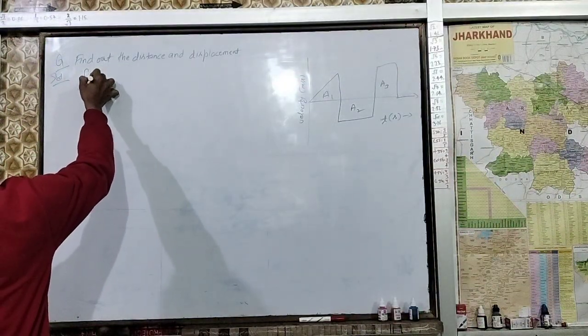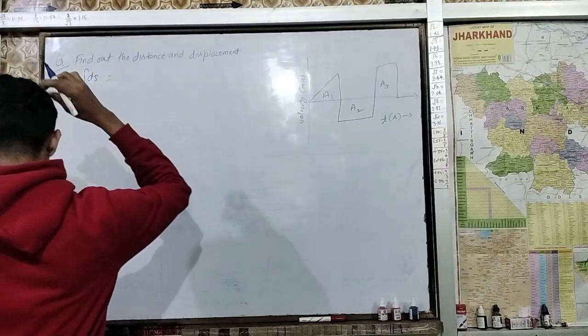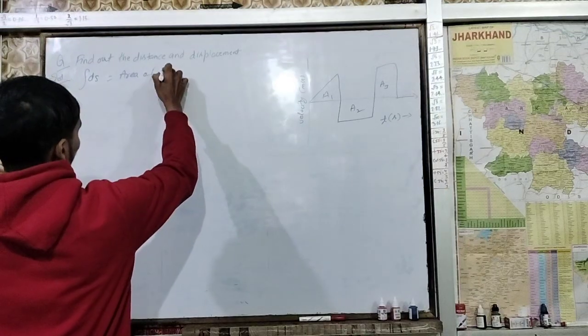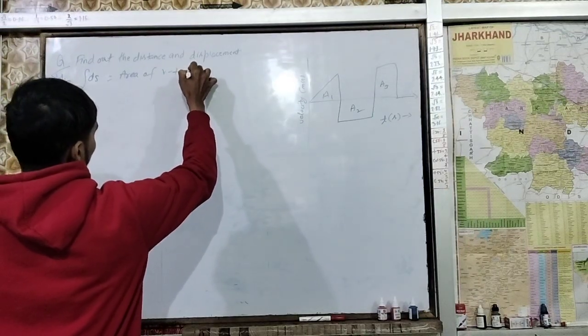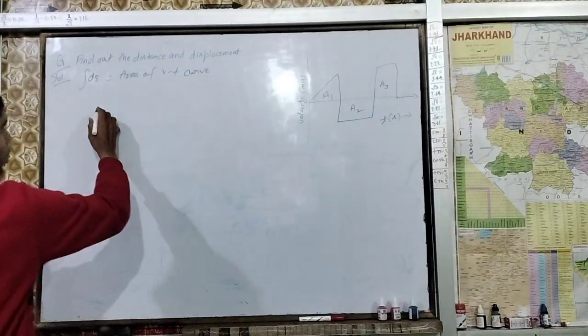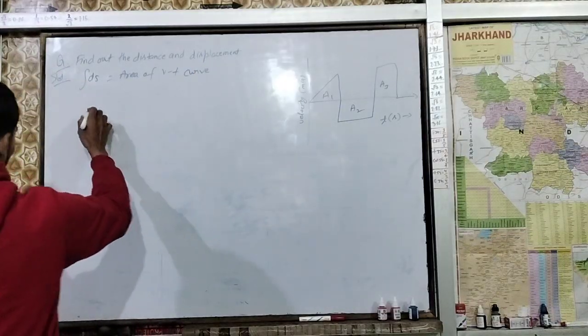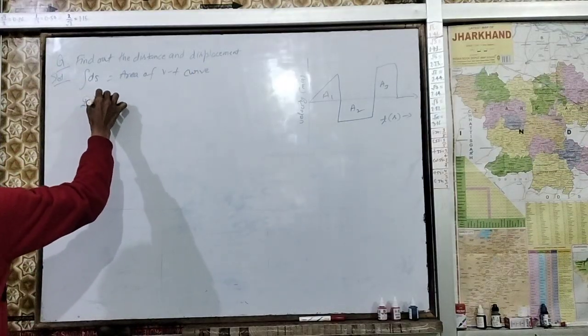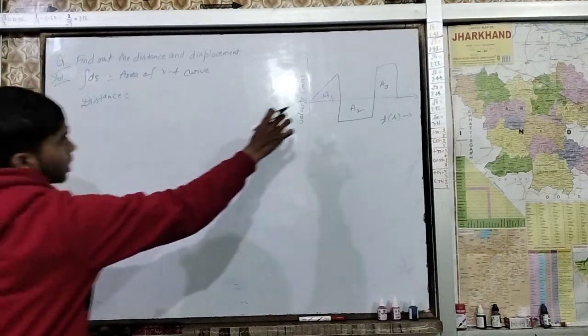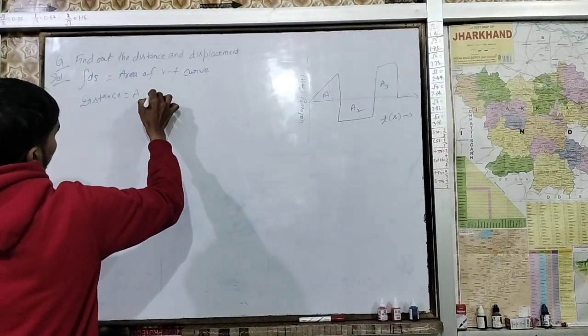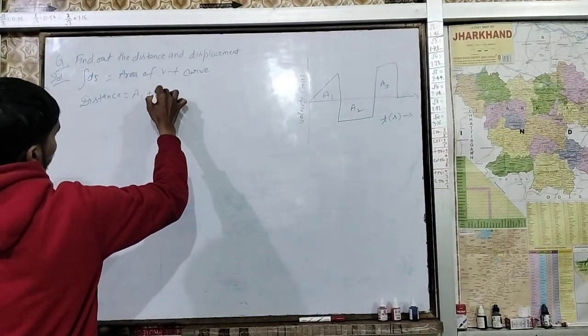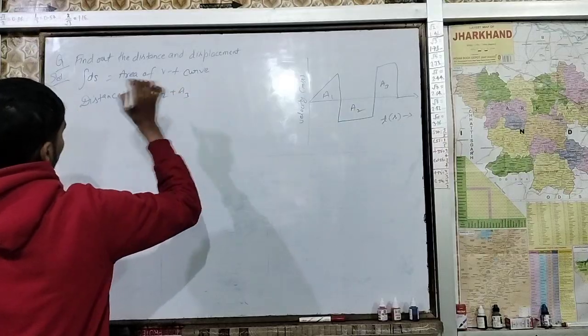Total distance will be equal to the area of the v-t curve. So when it comes to distance, we just add all the areas: A1 plus A2 plus A3. This is our total distance.